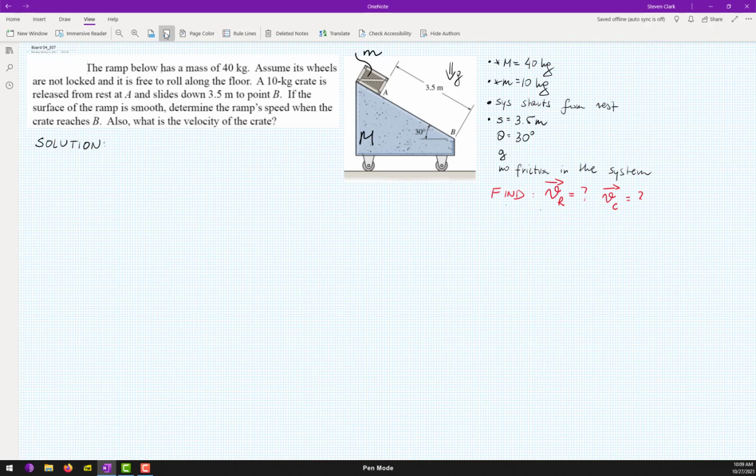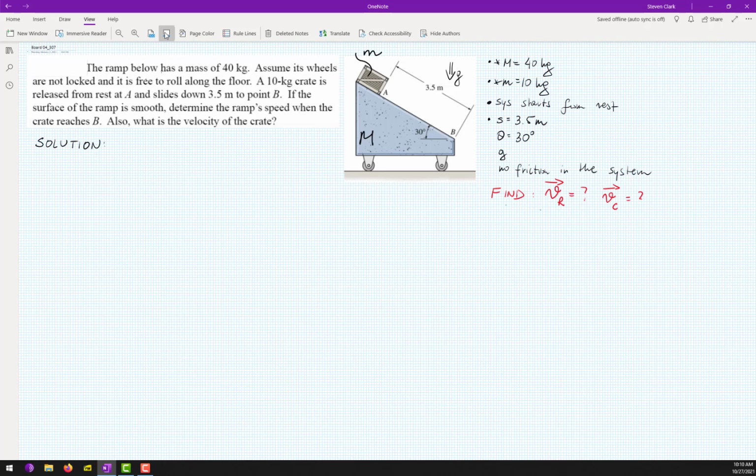So we have 2 masses this time, yes? We have big mass, ramp, yeah? And we have this box of different mass than the ramp. And what did they tell us? Aha, that system starts from rest, that this angle is 30 degrees, that there is no friction in the system also. This is important. And that information is given to us here. Ramp is smooth. Yeah, the surface of ramp is smooth. Okay, that means that there is no friction in the system. We will use this information within like 10 minutes or something.